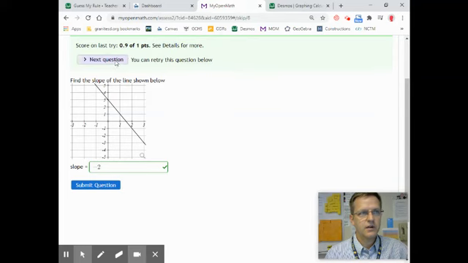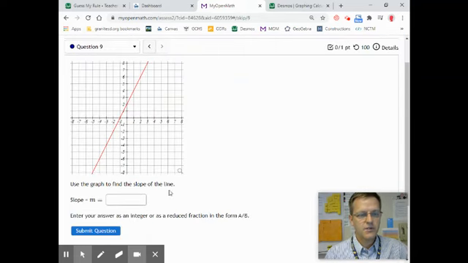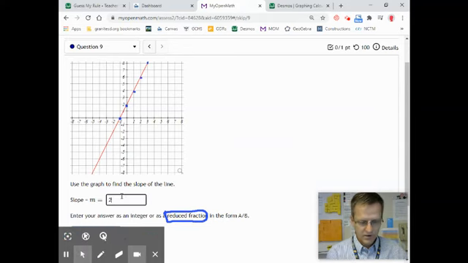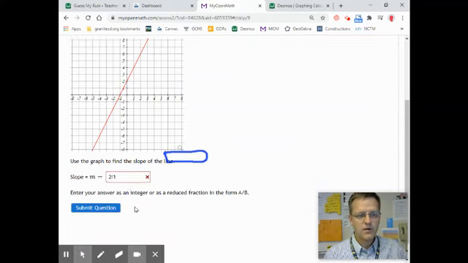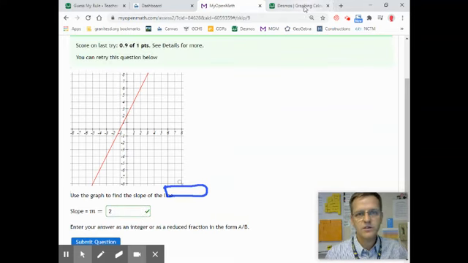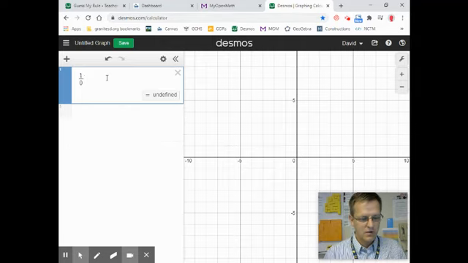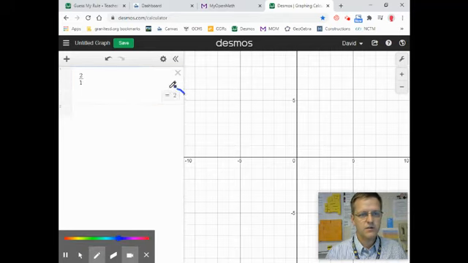All right, let's try another one. How about this one? Let's find some good dots. And that's plenty. So it looks to me like it's going up 2 over 1, up 2 over 1. And this one is one of those ones that says as a reduced fraction. So if we put 2 over 1, that's not wrong, but it's not what the question's asking for. The question's saying, can you simplify it? Yeah, 2 over 1 is just 2. If we go back to Desmos and you put in 2 divided by 1, you can see that it comes out to 2.